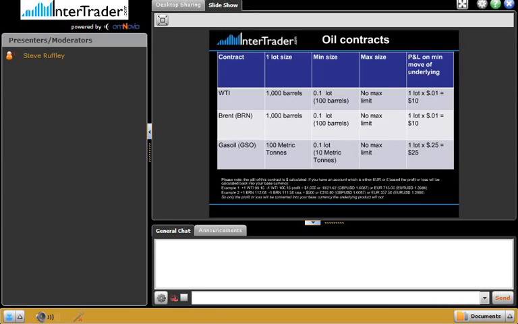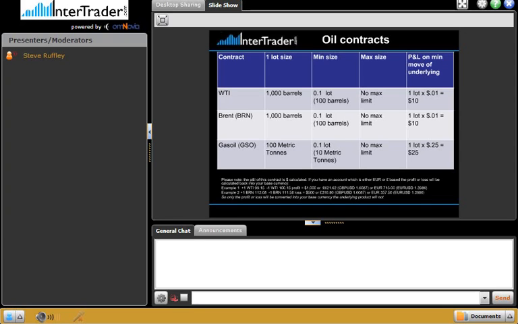So, oil contracts. When we talk about oil contracts and try to understand what a lot means, it's broken down like this. WTI, one lot, one price you trade, equates to 1,000 barrels. There's no real max size you can trade, and one lot P&L move on the underlying market is one lot times the risk of 0.1, which is $10.